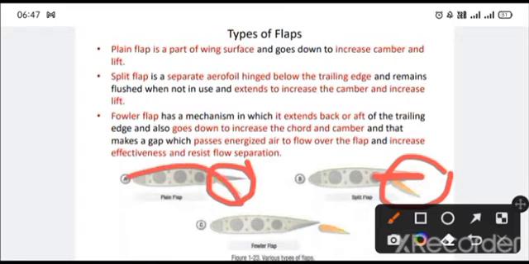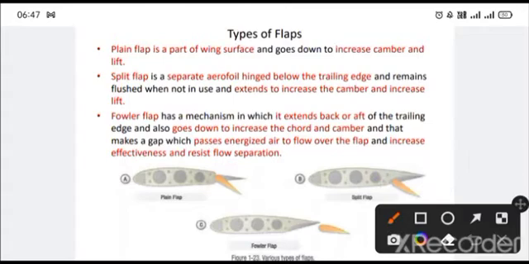So if that goes down, that means the wing entirely bends like this. But over here, you can see in the split flap mechanism, the entire aerofoil remains the same, but there is a lower portion hanging down, which is called the split flap. And that split flap is actually doing what? That is increasing the camber from the bottom surface in order to increase lift and reduce speed.